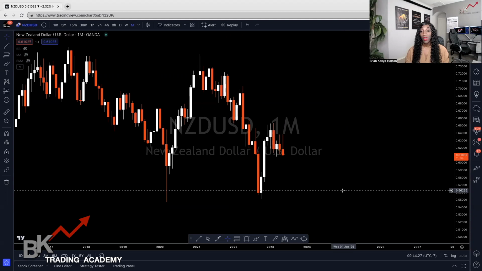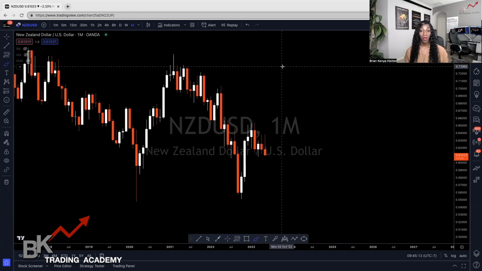And you always want to know where you're going to cut a loss, where you're going to add on to your position, all those types of things. So the more you prepare in advance, that will help to increase your probability of coming out of that trade profitable. So let's start out on the monthly time frame, looking at the structure of NZDUSD.